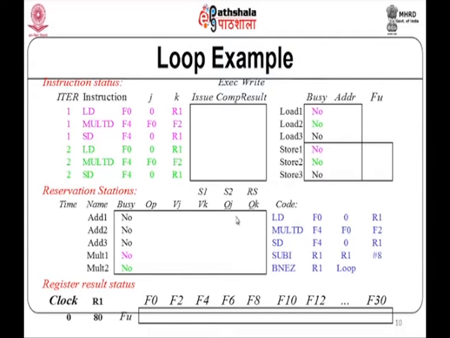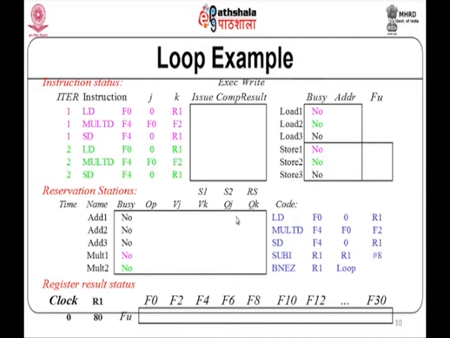So, as soon as data becomes available, the data is stored in the store buffer entry, and from there when the execution can start for your store instruction, the data will be passed on from that store buffer entry and a memory access will be done, a memory write will be done, and this data will be written into memory.